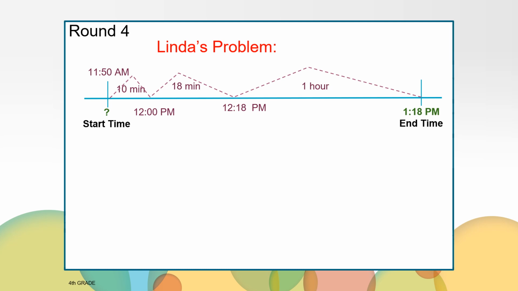Remember, as we review these problems, the way that you solved it may not look like the way Linda and Mark solved the problems. That's okay. There are many ways to solve these types of problems. Let's take a look at Linda's problem. On the screen, the number line shows her thinking. Notice that Linda started with the end time of 1:18 p.m. and worked backwards. Can you find the 1 hour and 28 minutes that Linda was reading on her number line?